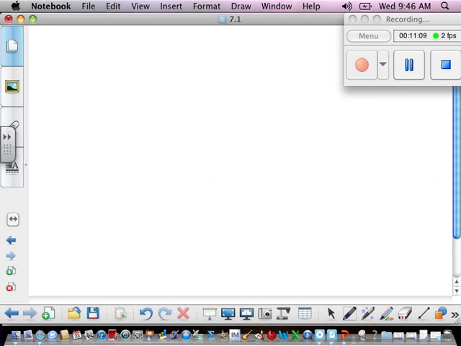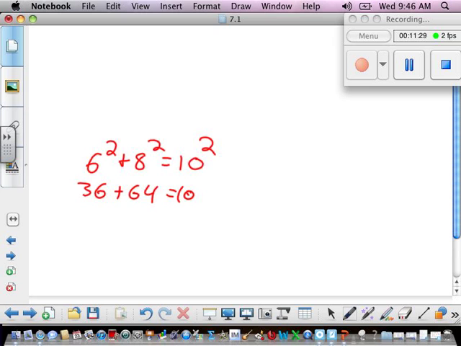Okay, you know that 3, 4, 5 forms a right triangle. We want to check if the other things are Pythagorean triples. So we're going to go 6 squared plus 8 squared, does that equal 10 squared? So 6 times 6 is 36, plus 64 equals 100. So does 36 plus 64 equal 100? It does. Yes, it is a triple. Okay, let's try the next one.